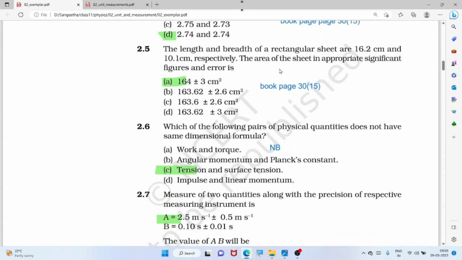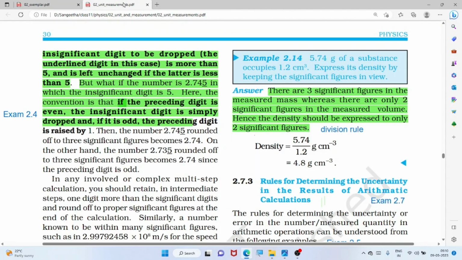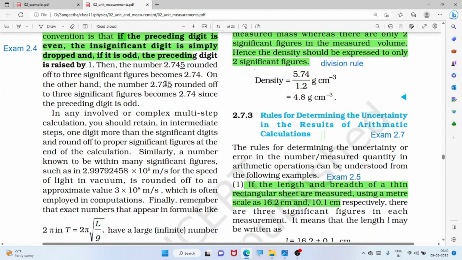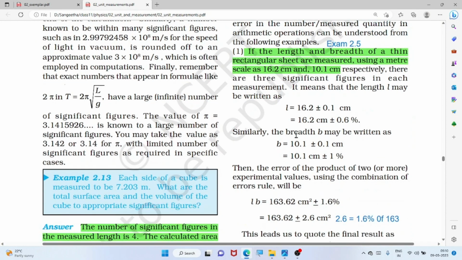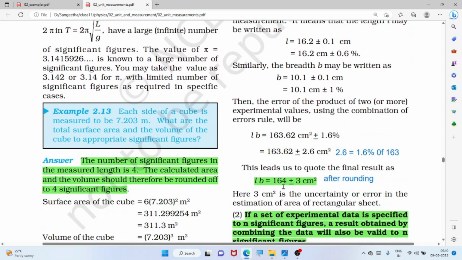The length and breadth of a rectangular sheet is given. The area of the sheet, we are multiplying the two numbers and we are going to find out the error in this. Okay, so here they have given that example, how they are finding the percentage error, and after rounding they are arriving at this.